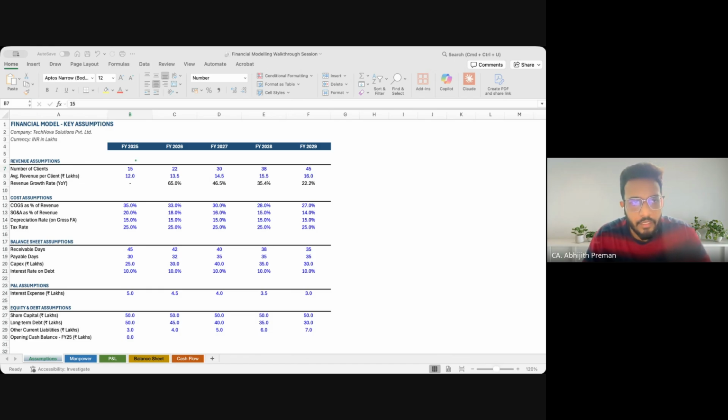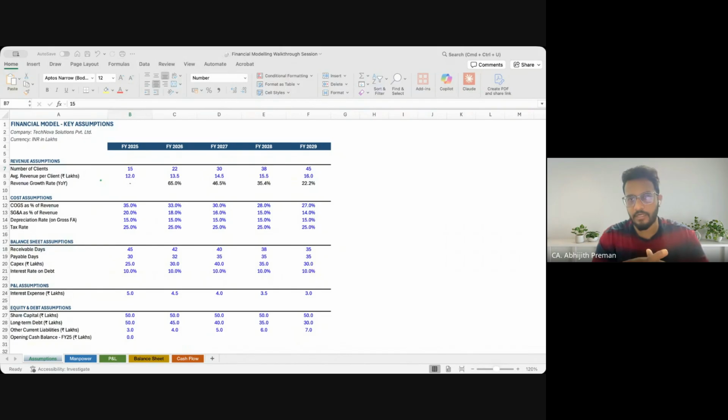Here we have something called number of clients. This is a service industry, so I've considered the number of clients as the revenue driver. If you look, I have created a revenue assumption sheet, where we have the number of clients in each financial year. Typically when we do a financial model, we do it in a 60-month period, with a month-by-month view.